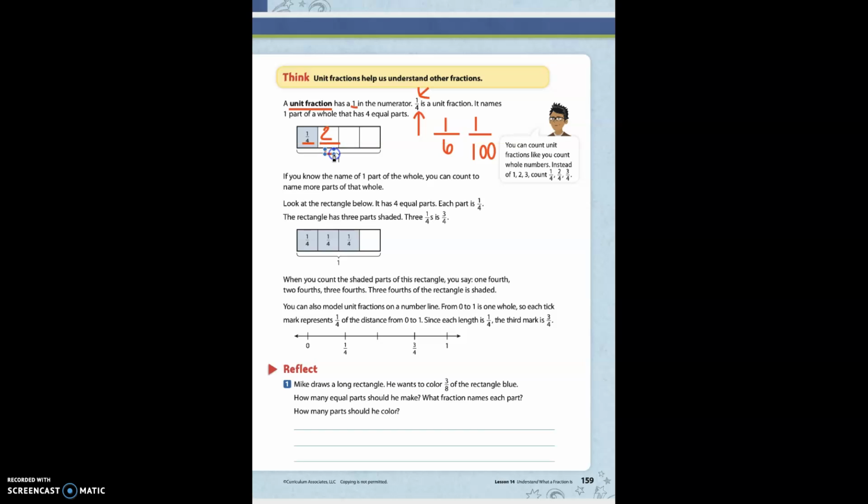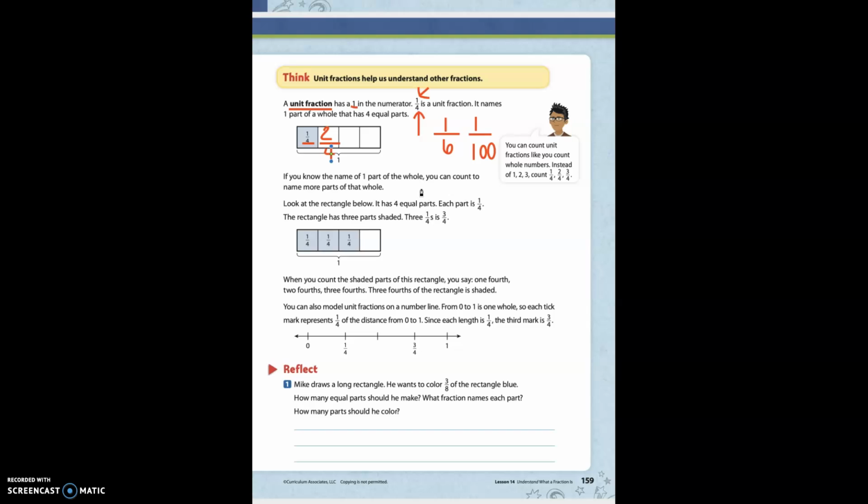Well, this part would be 2/4, and then 3/4, and then 4/4. So if you can name the unit, or the first one, which is 1/4, then you can name all the other parts in that fraction.